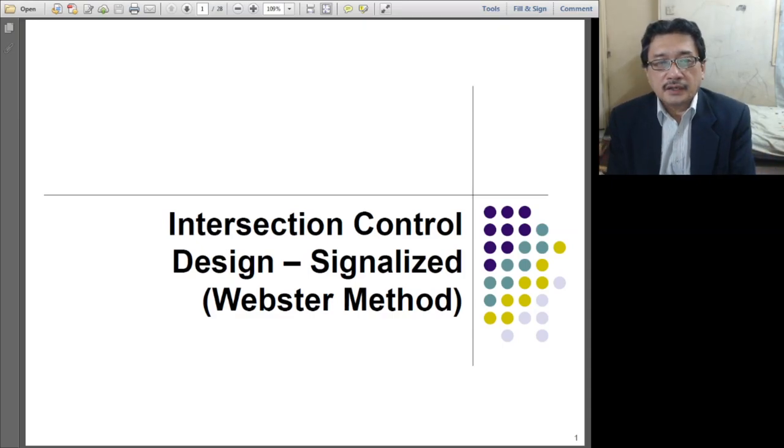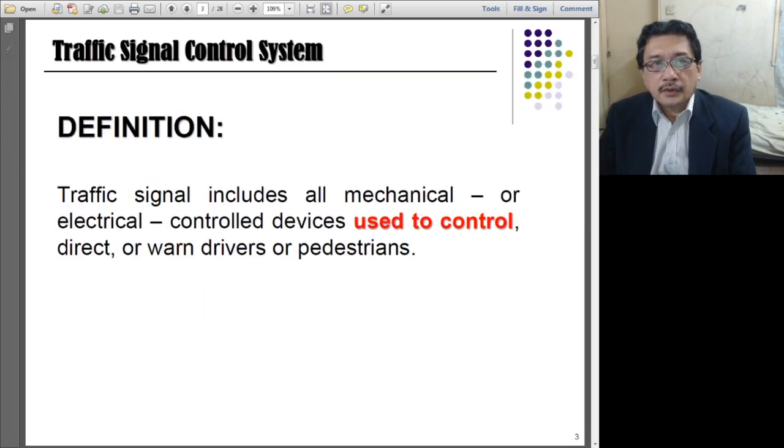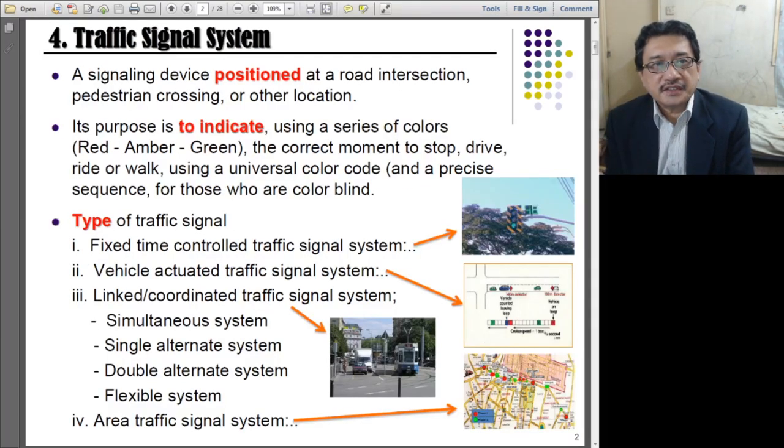Hello, this video will discuss intersection control design using Webster's method. First, we define what a traffic signal control system is. Traffic signal includes all mechanical and electrical control devices used to control, direct, or warn drivers or pedestrians. A traffic signal system is a signaling device positioned at a road intersection, pedestrian crossing, or other location.